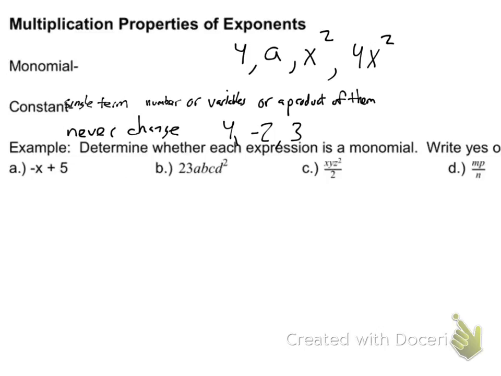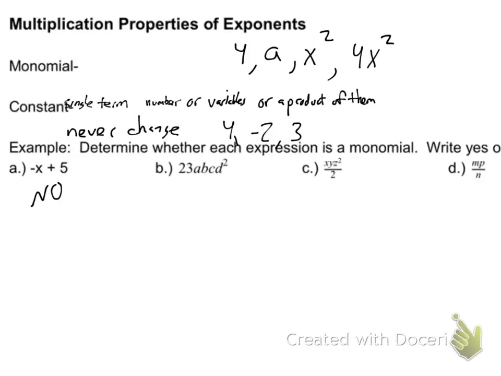I'll pause. So, the first one, negative x plus 5, is that a monomial? No. It's not. Why? Are they only multiplied? No, it's adding. It's got two monomials. Negative x is a monomial, 5 is a monomial. But if you put it together, it's a... Does anybody know that? We call it a binomial. Two monomials.